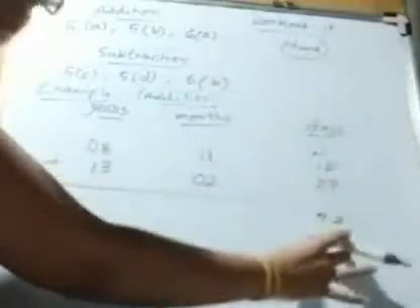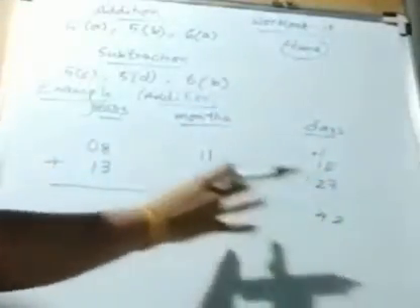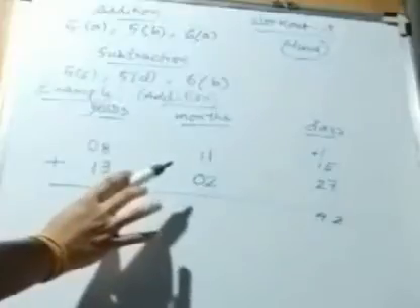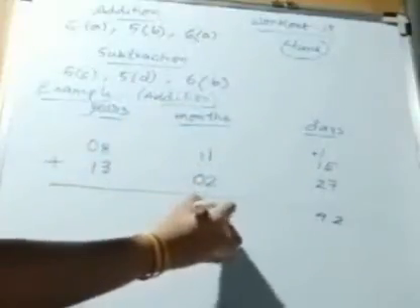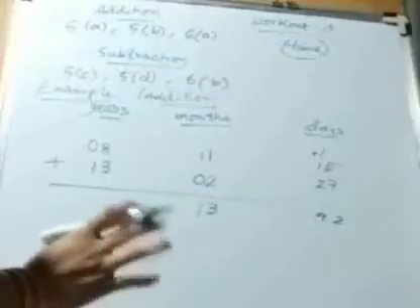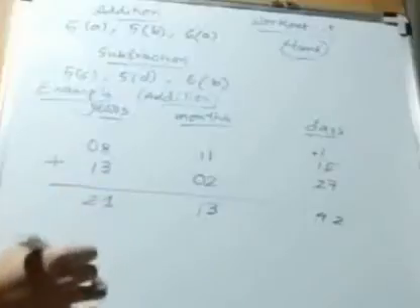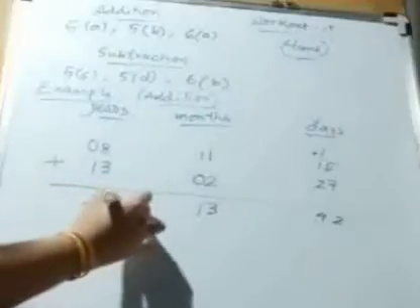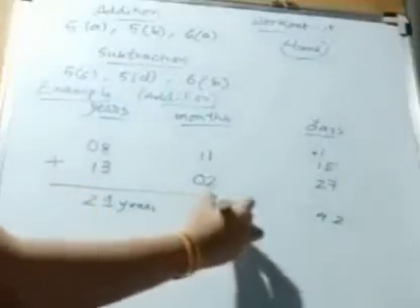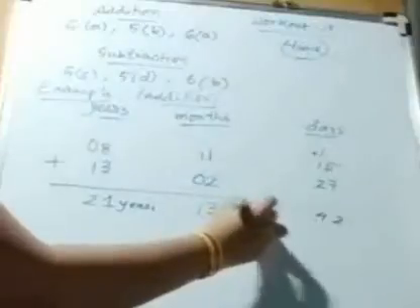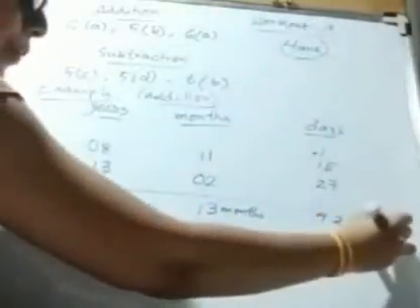Always complete your addition of the days in the column of days. Don't take any numbers in the carry of month. Now we will add these two numbers, 11 and 2, that means 13. Now you will add these two numbers, that means 21. So we got 21 years, 13 months and 42 days.